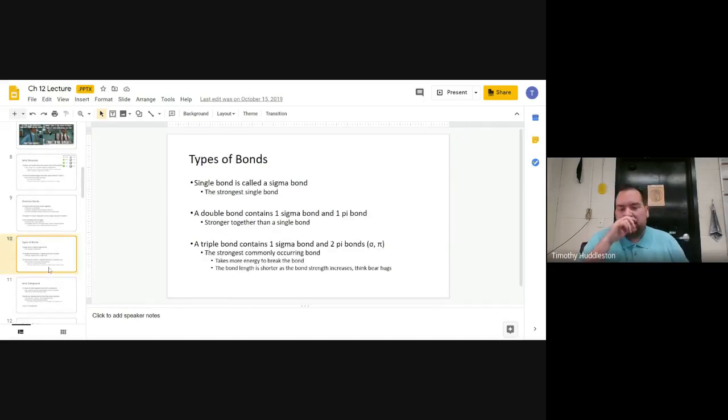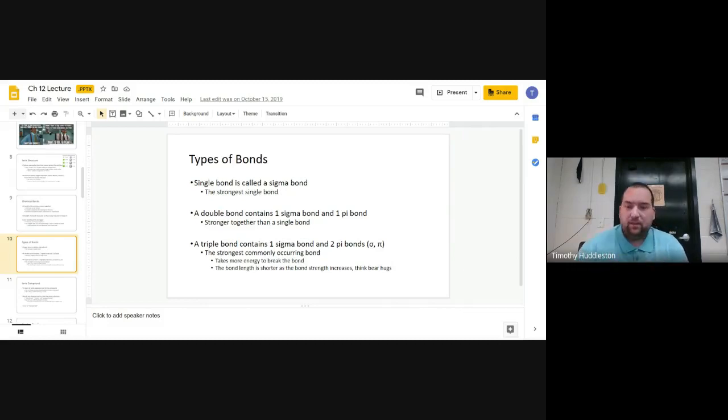So, types of bonds. A single bond is called a sigma bond. Now, this sounds weirdly phrased, but it's the strongest single bond. A sigma bond is stronger proportionally than a pi bond, because a pi bond is found in double and triple bonds. A double bond has a sigma and a pi, and that sigma bond is the strongest one.